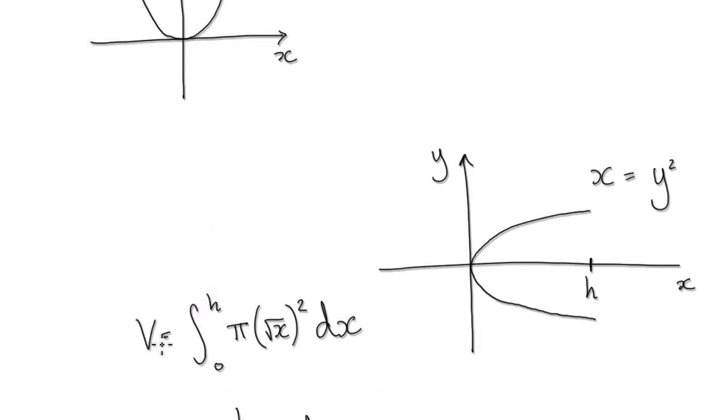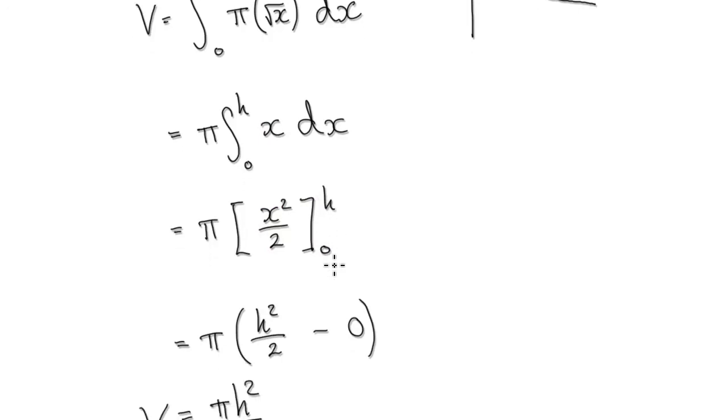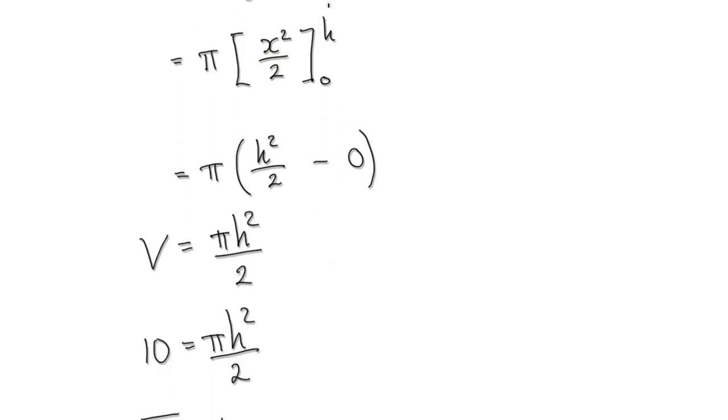Well, anyway, V is given by this. Now pi is a constant. It has nothing to do with x. x is our variable, so we can drag the pi out. That will then become this. And when you square a square root, the whole thing would just be x. So it's just a matter of integrating x. When you integrate x, it would be x squared over 2 from 0 to h. Then you would put the h into here. That will then give you this.